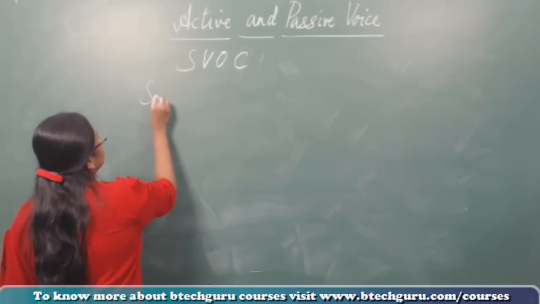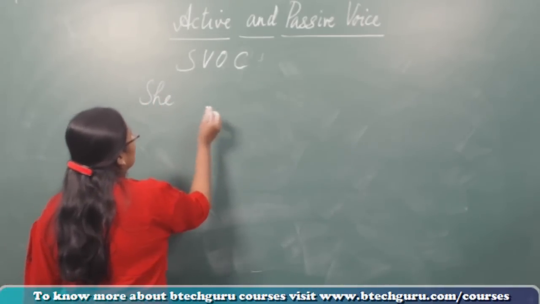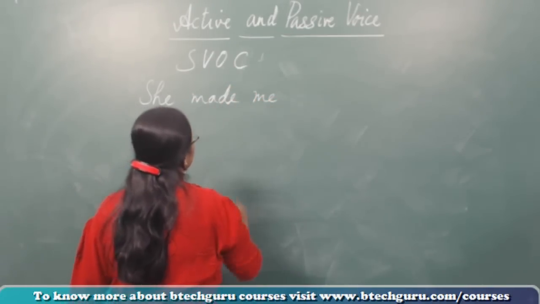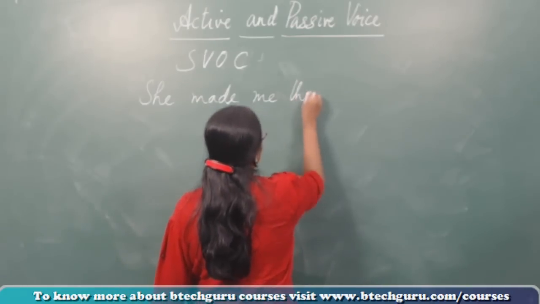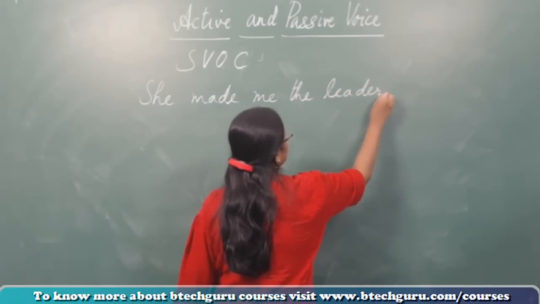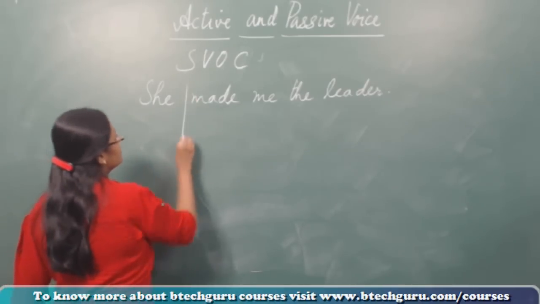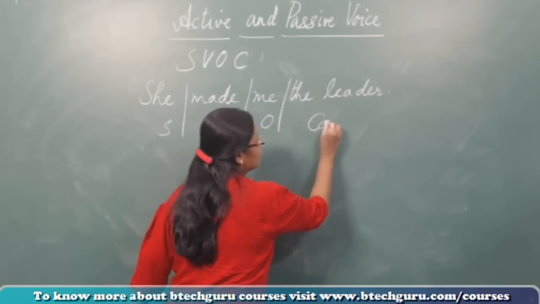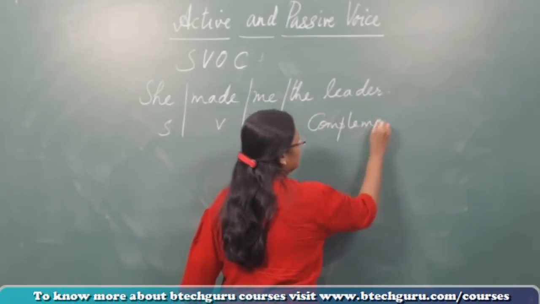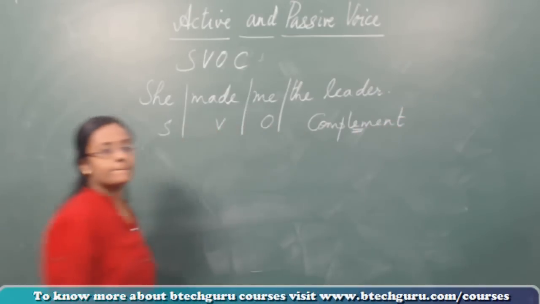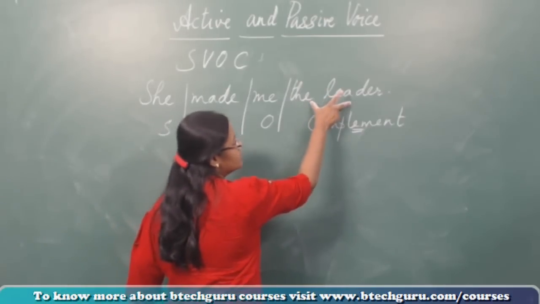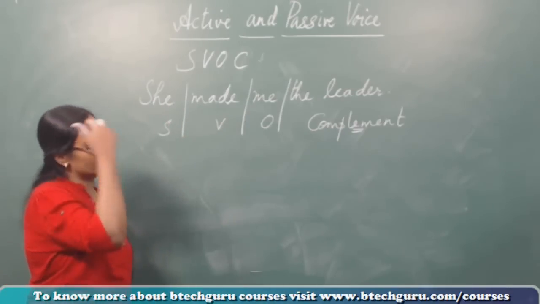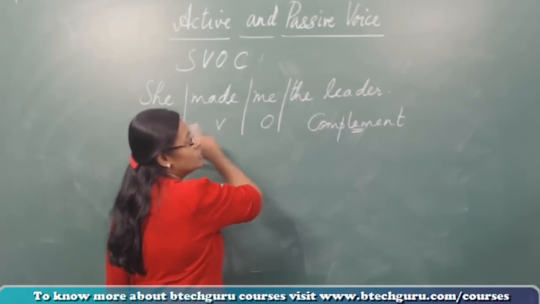Okay. She made me the leader. Now you see, this is the subject, verb, object, and why is this called the complement? Complement. Because we do need this to complete the sentence. Otherwise you read the sentence, she made me. It looks incomplete. This is very, very important to complete the sentence.